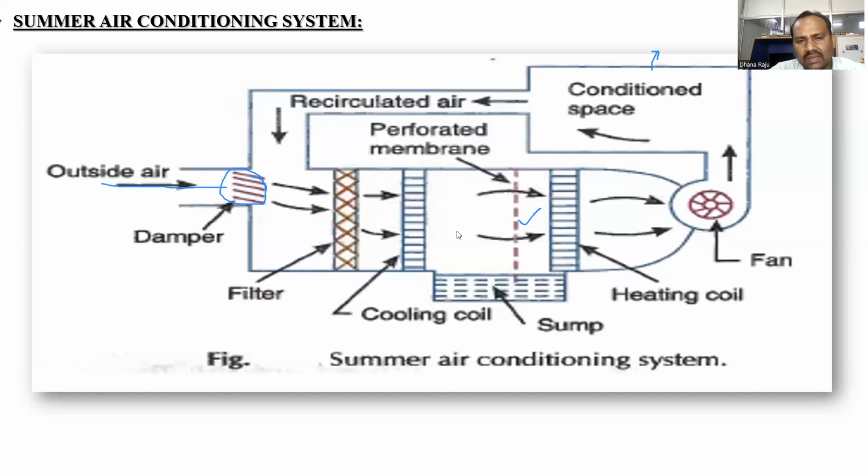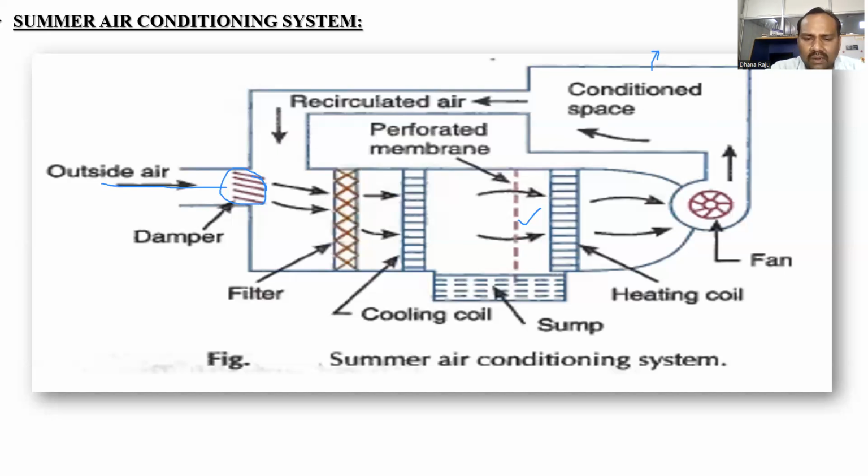So the same process will be repeated again and again, so that we will get the required conditions in the summer air conditioning system. The psychrometric process used in this summer air conditioning system is sensible cooling and dehumidification. So it is mostly used in summer air conditioning system.